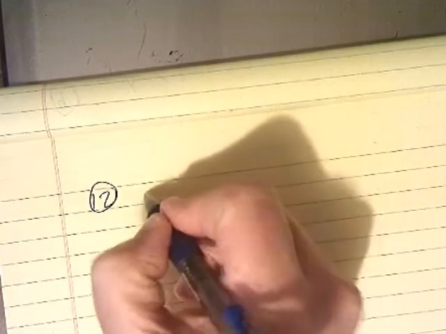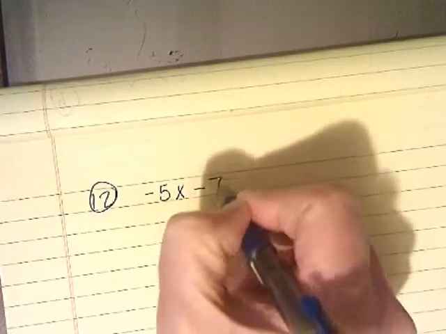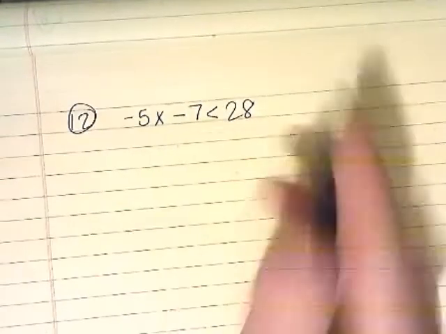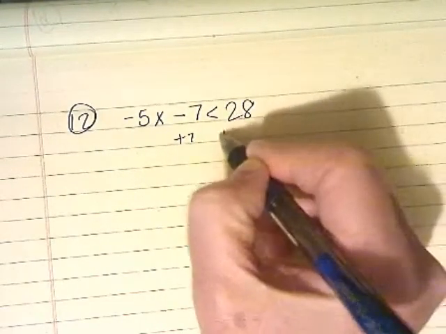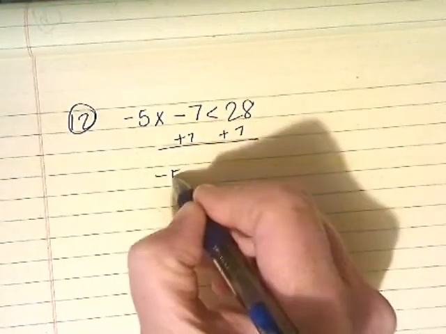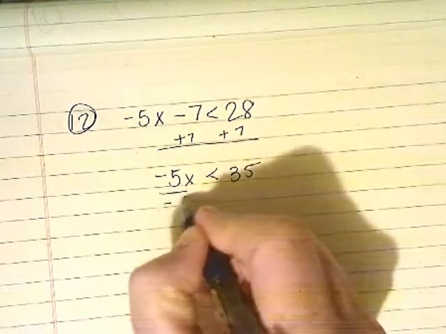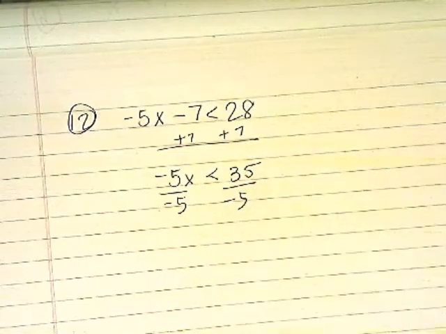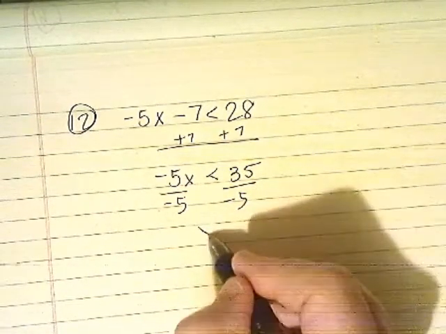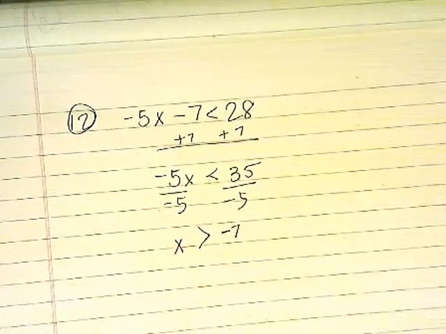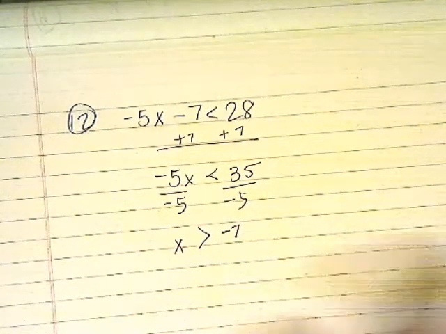Number 12 says solve the inequality. Negative 5x minus 7 is less than 28. So you're going to add 7 to both sides. You're going to have negative 5x is less than 35. Divide by negative 5. Ding, ding, ding. There's your indicator right there. Turn that direction around. X is greater than negative 7.